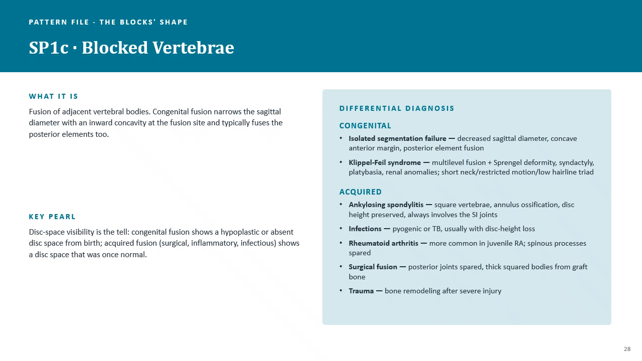So again, the main thing to remember when we're talking about block vertebrae, it basically just means that the neighboring vertebrae, the one on the top or the one on the bottom, has fused, like we've glued it. It's fused together, and we have to be able to determine whether that fusion was present at birth, meaning it's a congenital defect, or whether they developed it later on in life.